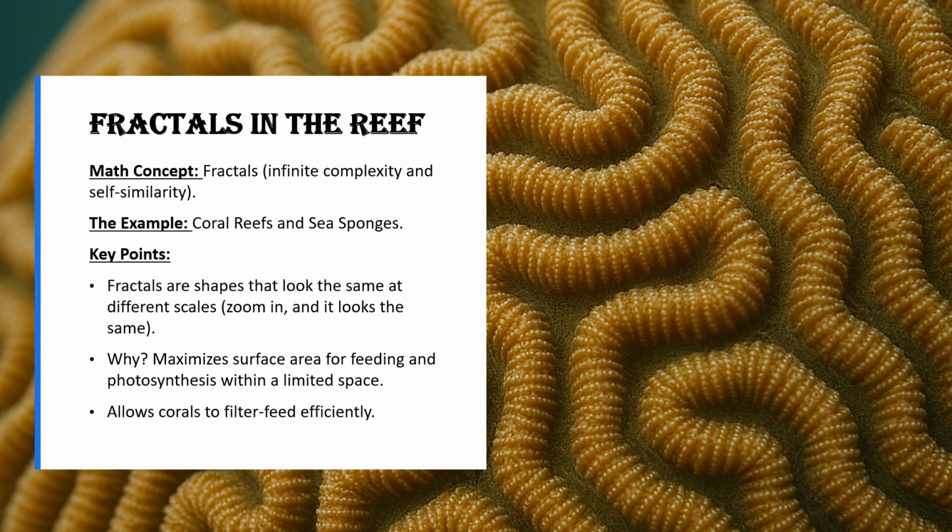Next, we'll discuss the fractal in the reef. The main concept is fractal. This is infinite complexity and self-similarity. The examples are coral reefs and sea sponges. Now, fractals are shapes that look the same at different scales. Zoom in and it looks the same. Why does it happen? It maximizes the surface area for feeding and photosynthesis within limited space, which allows corals to filter feed efficiently.